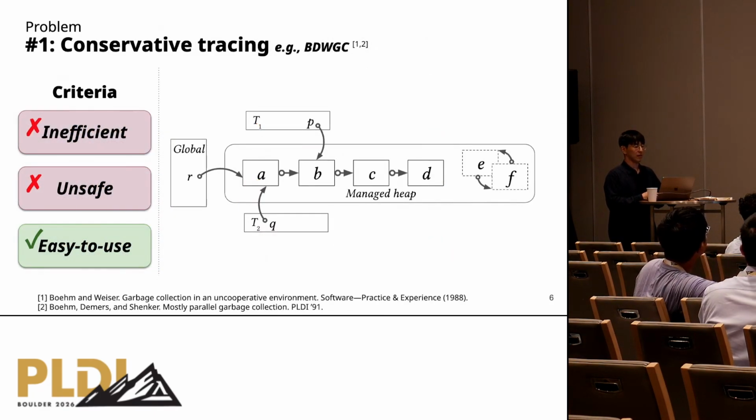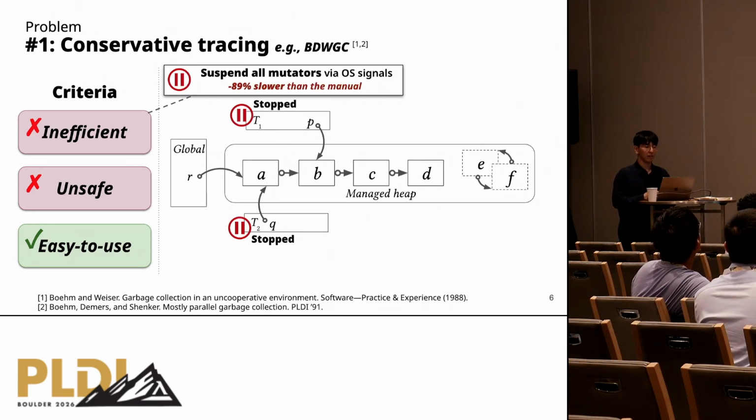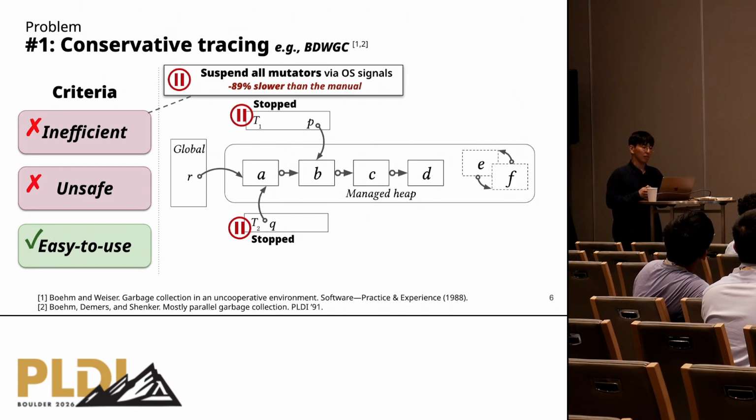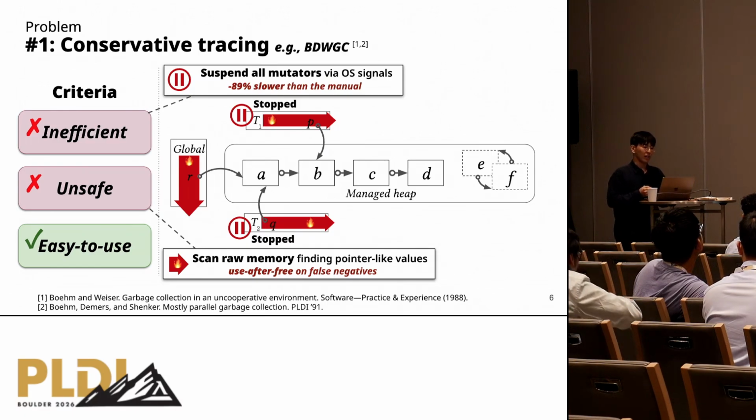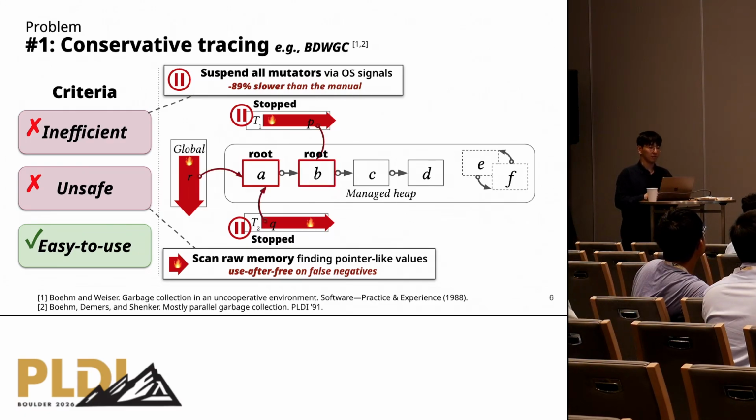Take conservative tracing first. It is inefficient because, lacking compiler support, it suspends every mutator with OS signals to get a consistent snapshot. That makes the program about 89% slower than the manual reclamation. And it is unsafe because without stack maps, it scans raw memory word by word for pointer-like values. When a live pointer does not look like one, that false negative leads to use after free. But it is easy to use. Once it identifies the roots, it traces everything reachable, so it handles cycles for free.